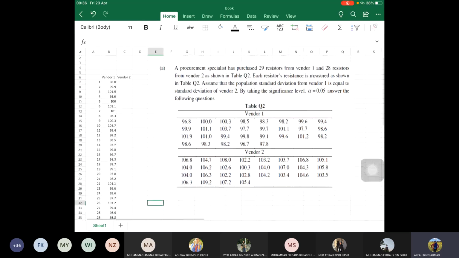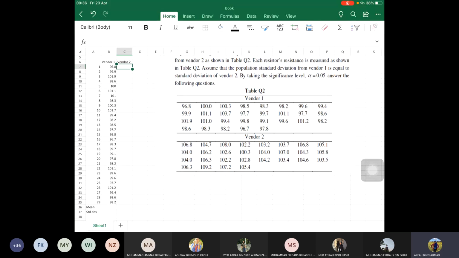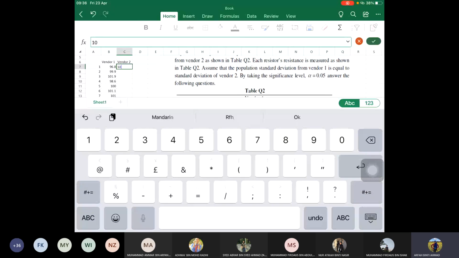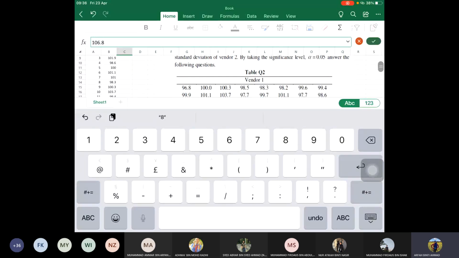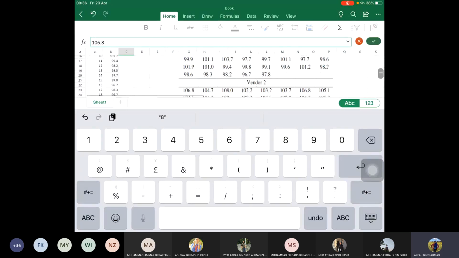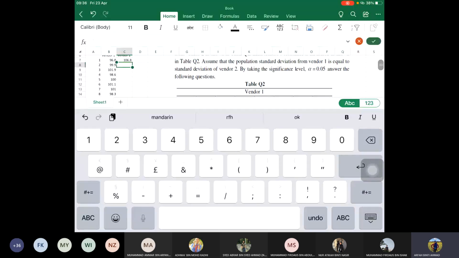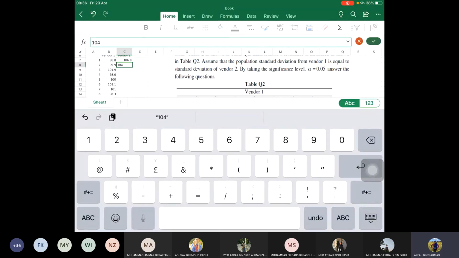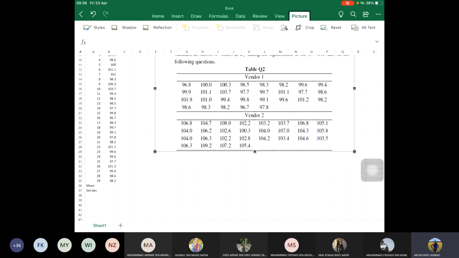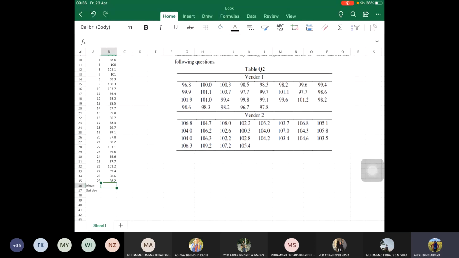So, untuk vendor 2, key in 106.8 and so on. 106.8. Then we have 104. So on so forth. Okay. So teruskan key in data.